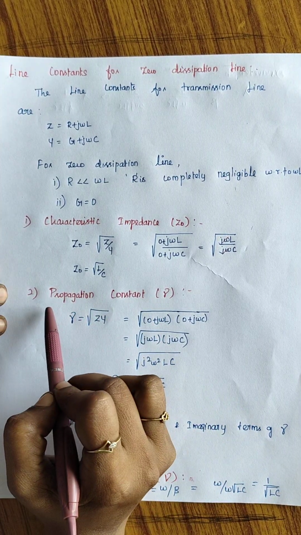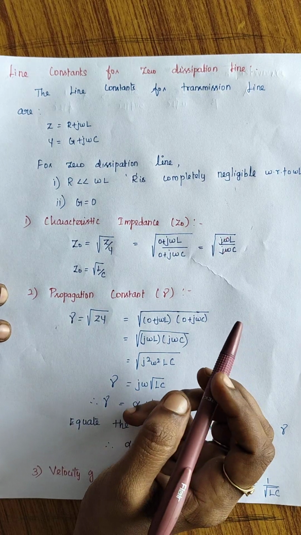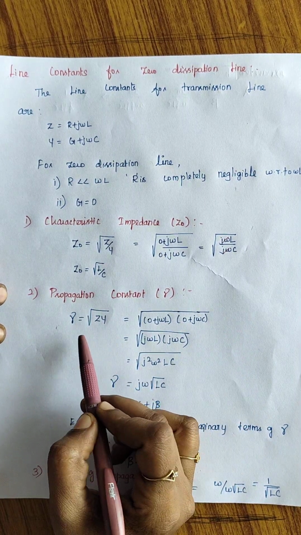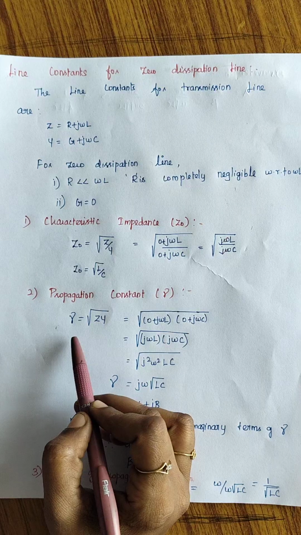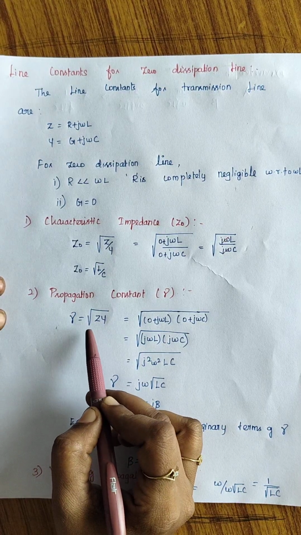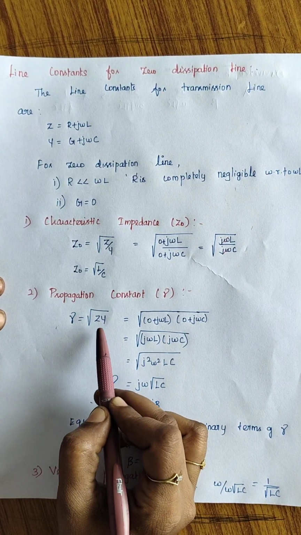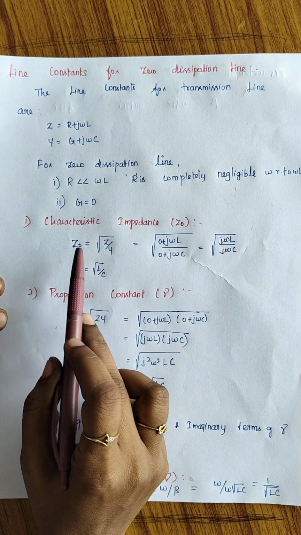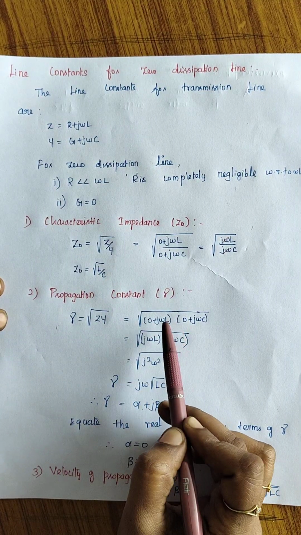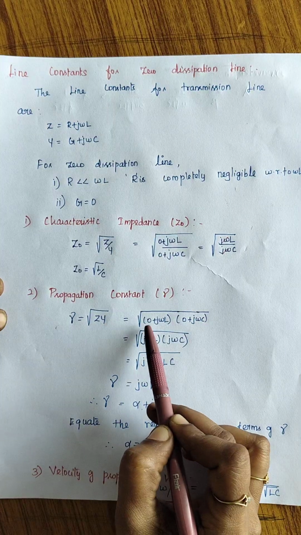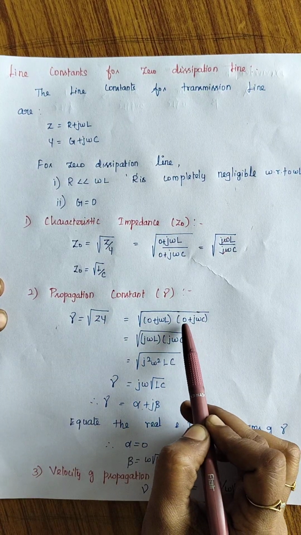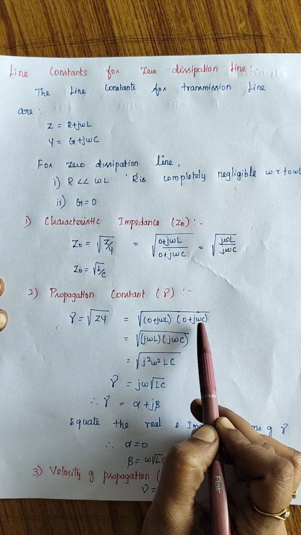Now we move on to the propagation constant. What is the propagation constant? Already we know the formula: gamma is equal to square root of Z times Y. The same condition will be applied here. What is the value of Z? 0 plus j omega L. And Y is 0 plus j omega C.